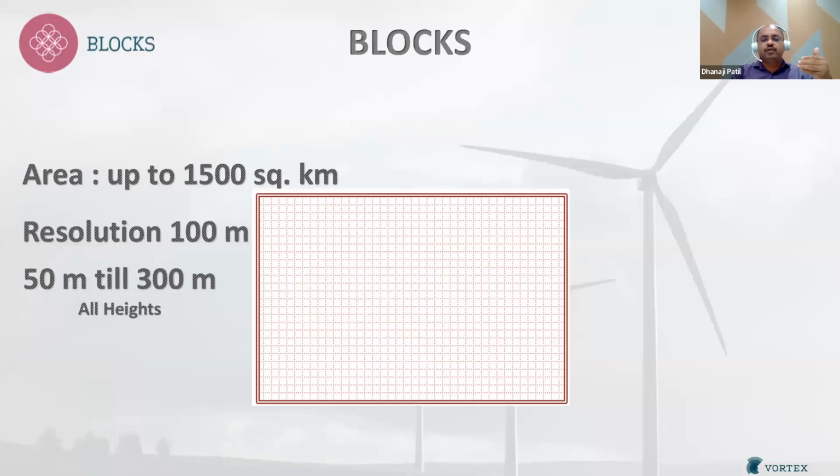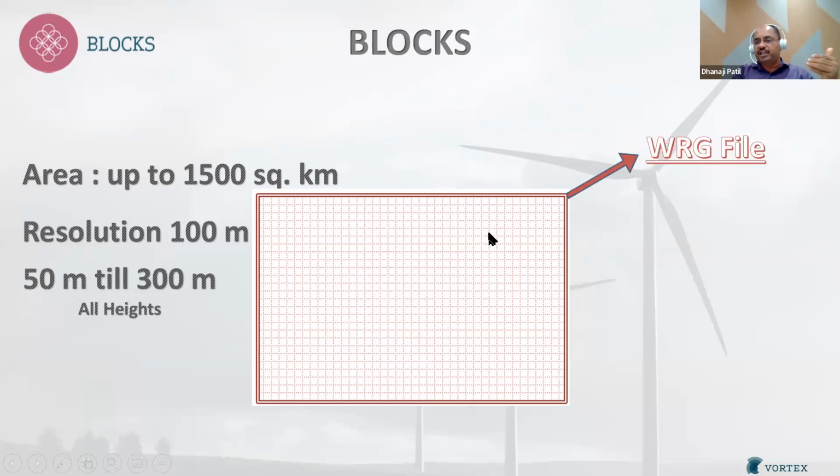Okay, let us have a look at some features of Blocks. We can launch a Blocks run for an area up to 1,500 square kilometers. Resolution will be 100 meter spatial resolution. Then we will be covering all heights, 50 meters to 300 meters, whatever the wind industry standard heights are, will be covered in this region. Okay, and then what will be the output?